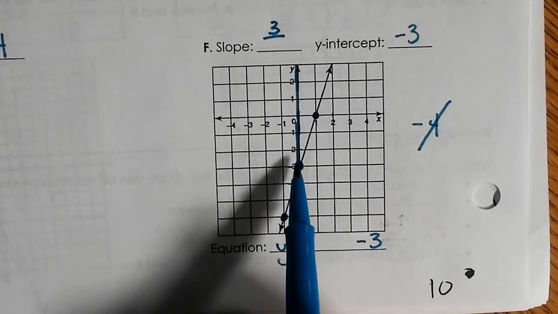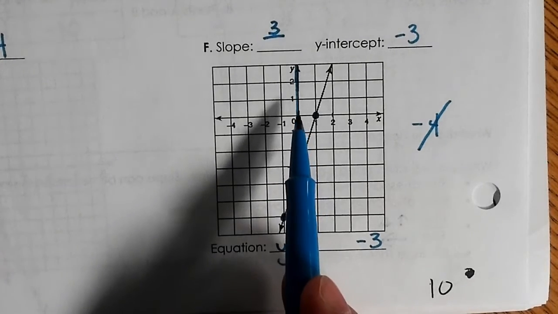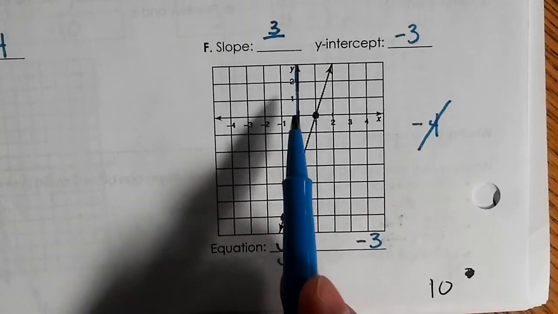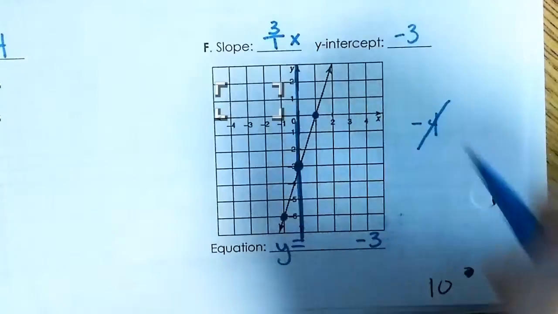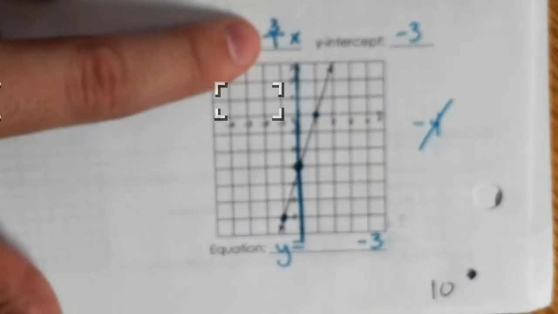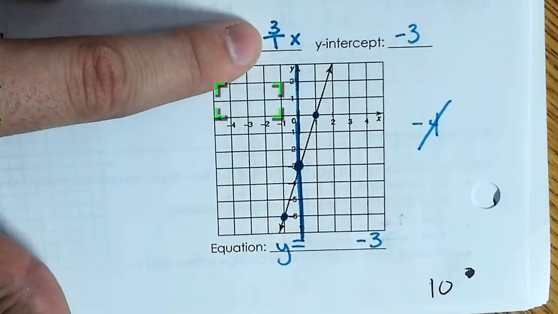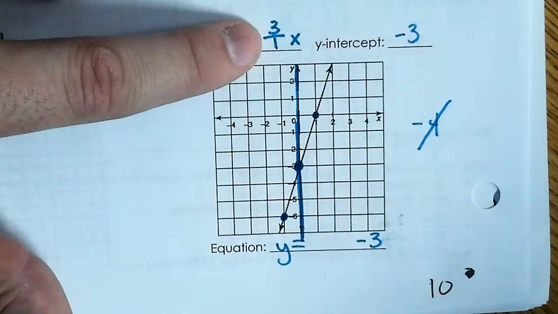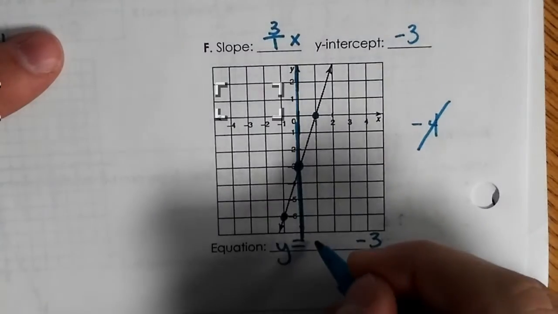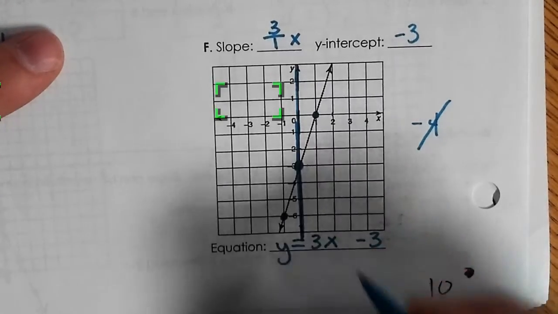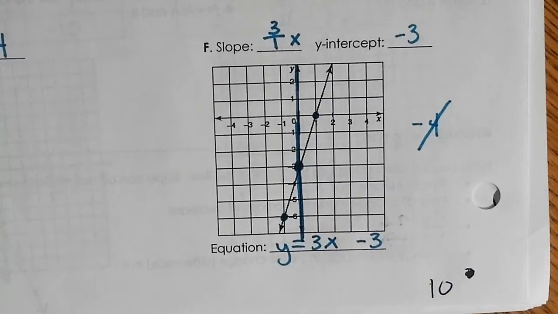So check it out. I went up 3, right? From this dot, I went up 3. And then how many did I have to go over? I went over 1, right? So 3 over 1, x. Good. How would I write 3 over 1x a little more in simplified form? Just 3, right? Just 3, because 3 over 1 is just 3. So we write it as 3x minus 3.